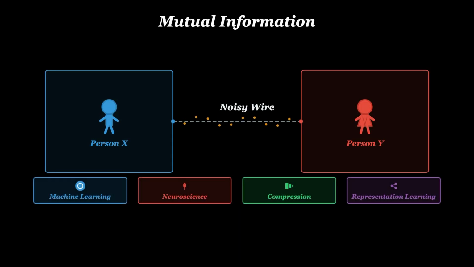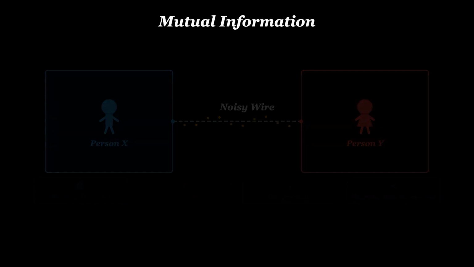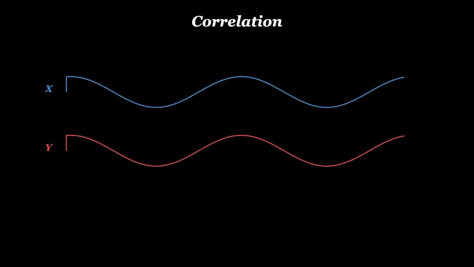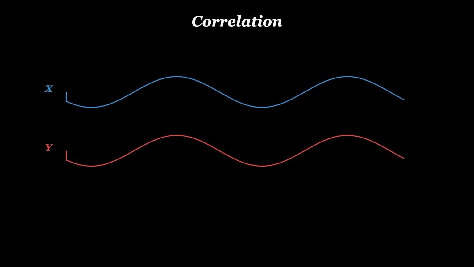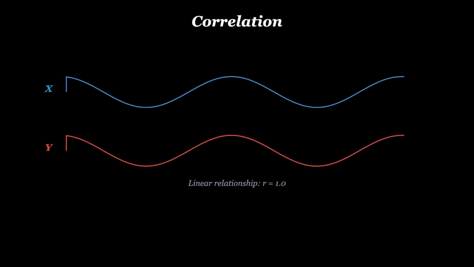It appears throughout machine learning, neuroscience, compression, and representation learning. Understanding it requires rethinking what we mean by relationship between two variables. The intuitive approach is correlation. If two signals rise and fall together, we say they're related. But correlation has a fundamental limitation. It only detects linear relationships.